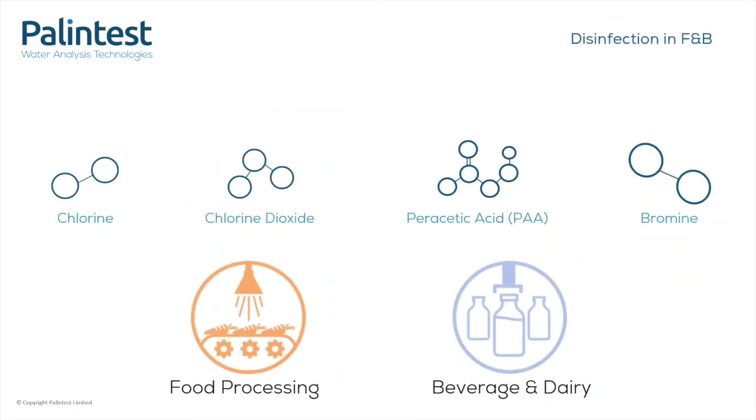Okay, so the most commonly used disinfectants from our experience in the food processing and beverage industry are chlorine, chlorine dioxide, PAA, and bromine. Now, bromine is not generally used as a direct disinfectant in the food and beverage industry. However, it is used a lot in the sanitizing of recirculating water and in the cooling towers and boilers of plants as well. Mostly this is because bromine is much more active at higher temperatures than chlorine, which is the same reason why it's often preferred for use in spas.